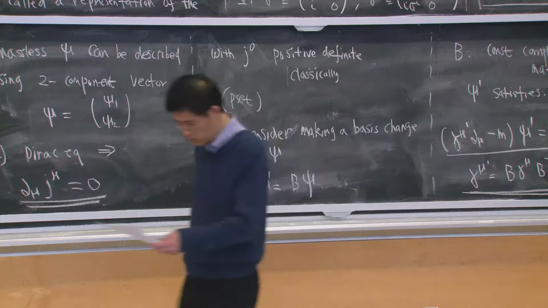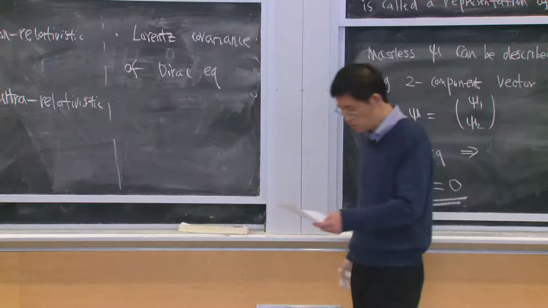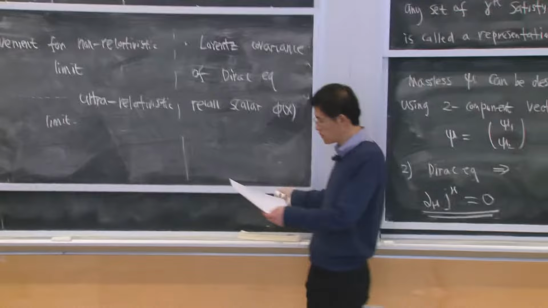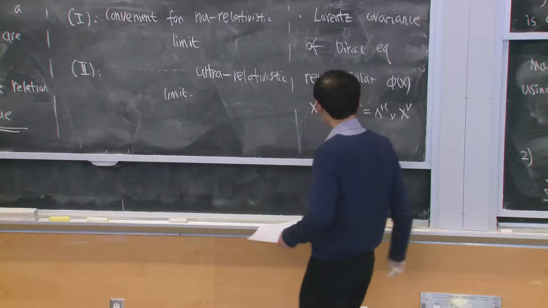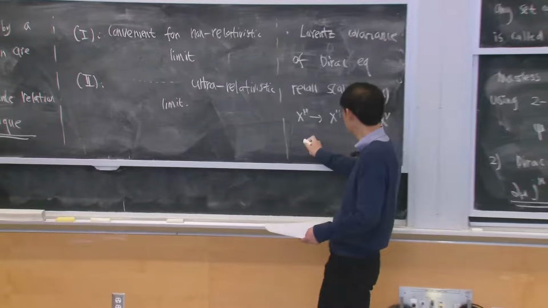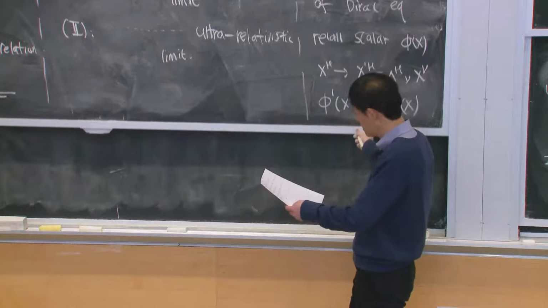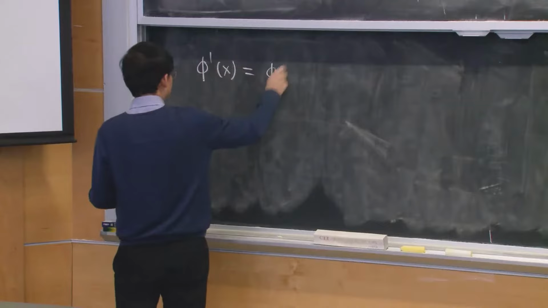But let me just remind you how Lorentz covariance works for the scalar case. For a scalar, we have phi of x. Consider a Lorentz transformation x mu goes to x prime mu equals lambda mu nu x nu. Then phi transforms as follows: phi prime at the new position should be the same as phi at the old position, so phi prime of x prime equals phi of lambda minus 1 x.